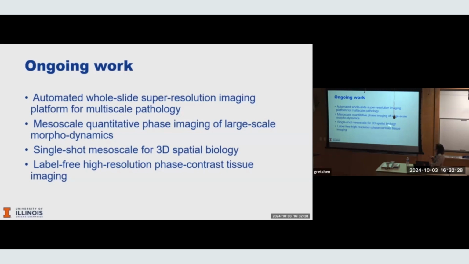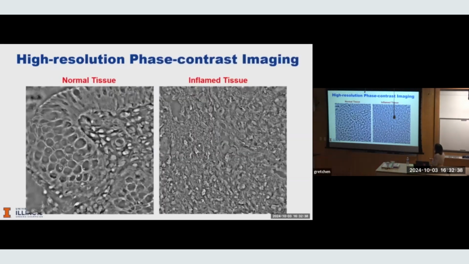And one of the last components, we really want to push it to phase imaging at high resolution. It's still pretty early. I just want to show you one example. When you look at phase at high resolution, the information is truly amazing. I used to look at phase from tissue at a low resolution level, and I thought the contrast was never sufficient to differentiate anything.